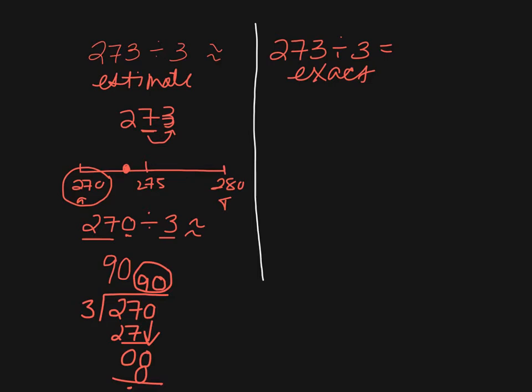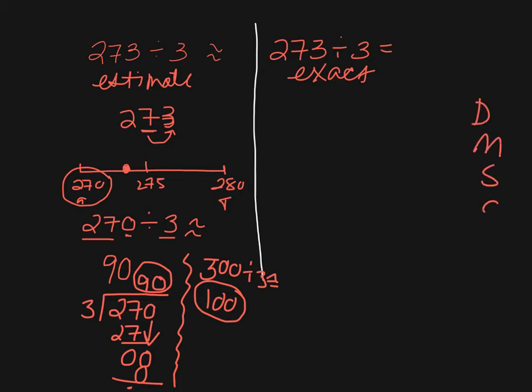Now, if you decided to round 273 to 300, it would be 300 divided by 3, which is approximately 100. So our actual exact answer should be somewhere about 90 or 100. An estimate is just a guess. It's not going to be exact, but we are going to find the exact answer now to see how close our estimate was. So this is just straight division.